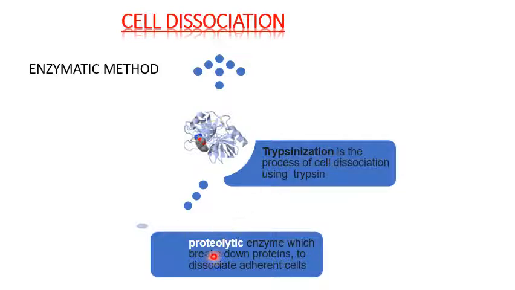And this is a proteolytic enzyme, which means it has the capacity to break the protein bonds or the linkage between the cells. So this is the 3D structure of the enzyme trypsin. Let's see what are the types of trypsinization.